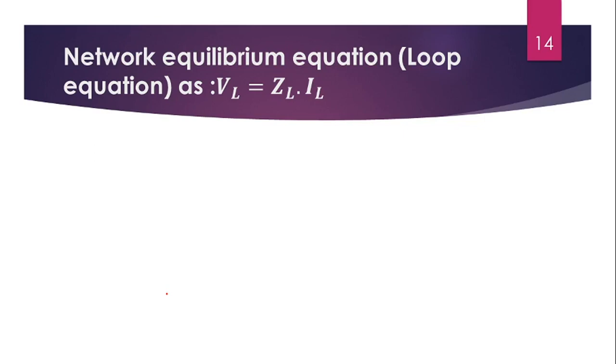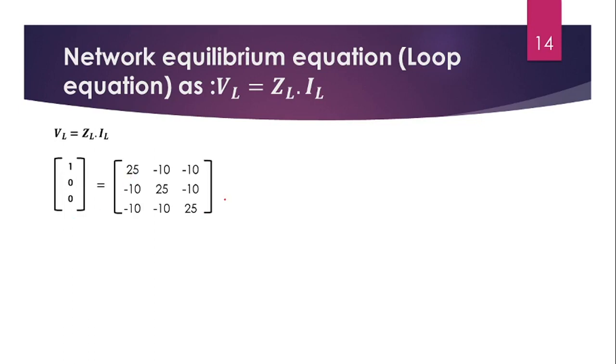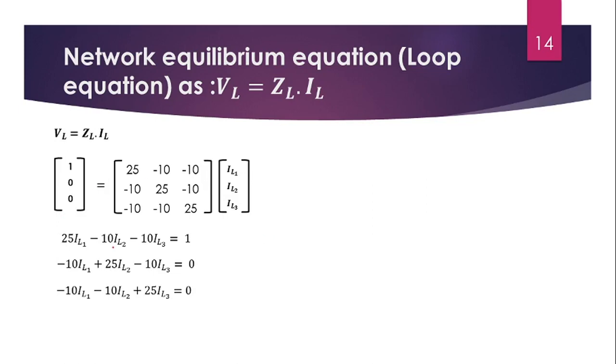What are the network equilibrium equations as loop equations? VL equals ZL into IL. VL we already found, which is 1 0 0. ZL we have also found. And IL is the unknown for us, that is IL1, IL2 and IL3. So we can write it in equation form, or we can also find it using Cramer's rule. We just write the equation form here.